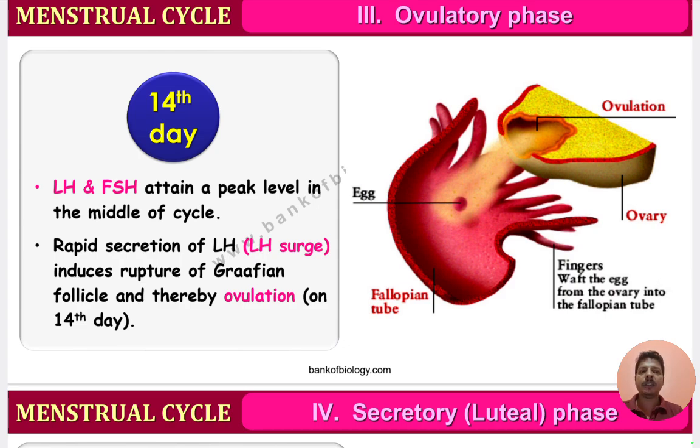Again, the points are given. Here you can see ovulation occur, the Graafian follicle ruptures, and the egg comes to the fimbriae, finger-like structures, and the fallopian tube: infundibulum, ampulla, isthmus.